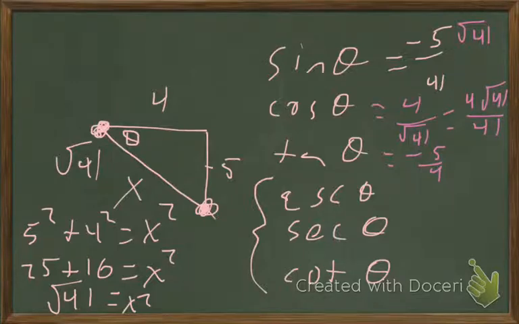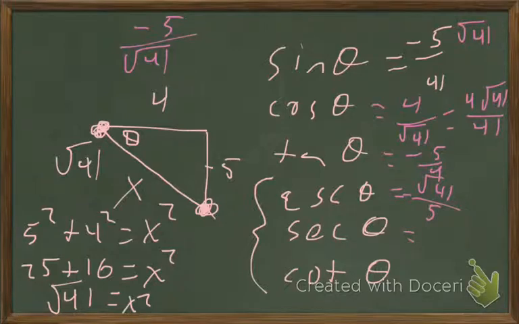Cosecant is the opposite of sine. If we flipped it how it was, we'd have the square root of 41 on the bottom, and we would have to get rid of that square root on the bottom. So instead, I'm just going to remember back, and I remember that it was negative 5 over the square root of 41, so I'm just going to flip that and say we have the square root of 41 over negative 5, and that negative pulls out front.